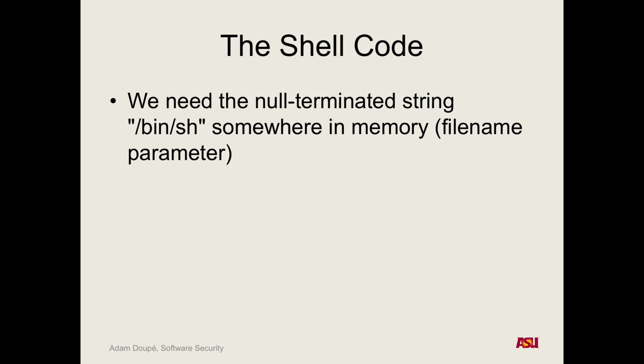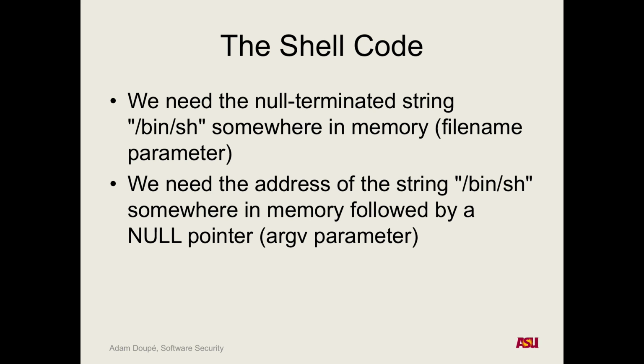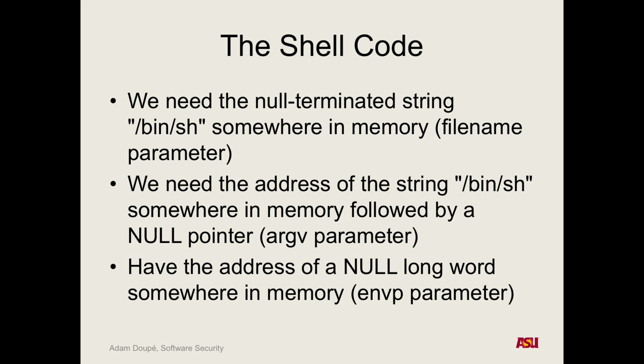So we need the null terminated string /bin/sh somewhere in memory. We needed the address of the string /bin/sh somewhere in memory, followed by the null pointer. So this was beta in our example, right? We needed alpha followed by null. And we need null somewhere for the environment pointer.